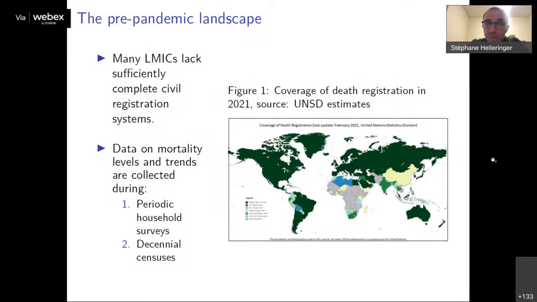So in terms of data, the pre-pandemic landscape is well known and has been described already by Francesca. And the key problem is that many low and middle income countries lack sufficiently complete civil registration systems to track excess mortality from a crisis like a pandemic in real time. And instead, in many low and middle income countries, data on mortality levels and trends are collected periodically during household surveys and decennial censuses. And so these traditionally fill the data gaps that are left by CRVS systems. But what we want to address in this working group is how they might keep doing that during a pandemic.